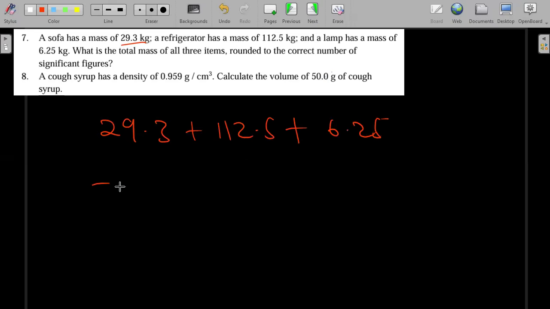The final answer should have the same decimal places as the number that has the least decimal places. This one has 1 decimal place. This one has 1 decimal place. This one has 2 decimal places. So since we are adding, our final answer should have what? 1 decimal place.